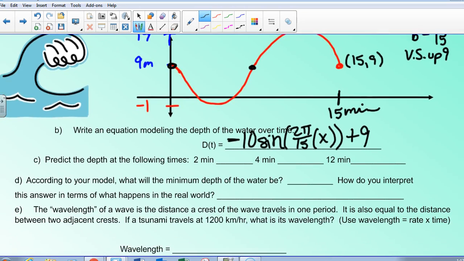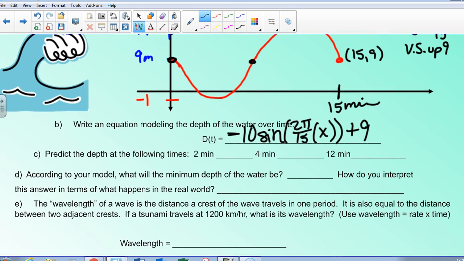Fill these in, 2, 4, and 12. And what's the minimum depth? -1. Wow, how did we say we would interpret that? What would that really mean you would see? Yeah, extra sand, water receding. We can't decide how to spell that word today. I don't know, might have an extra E in here.